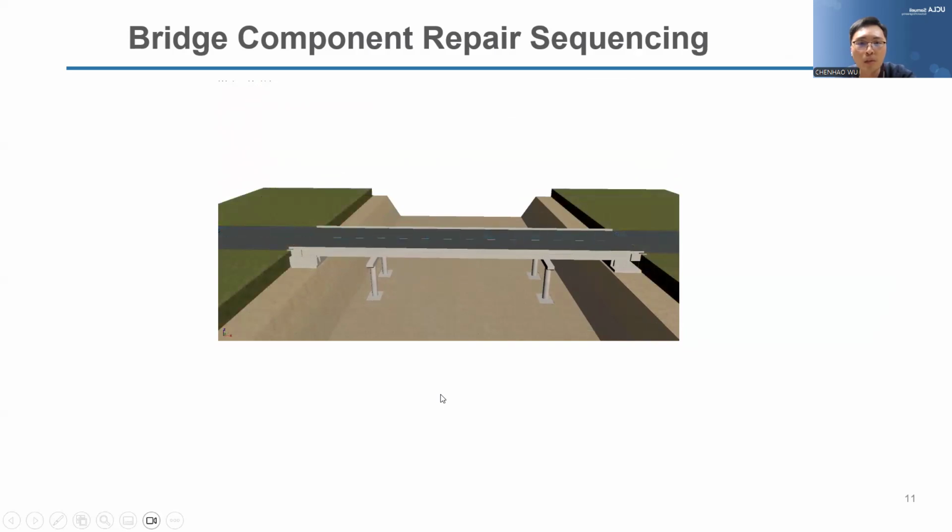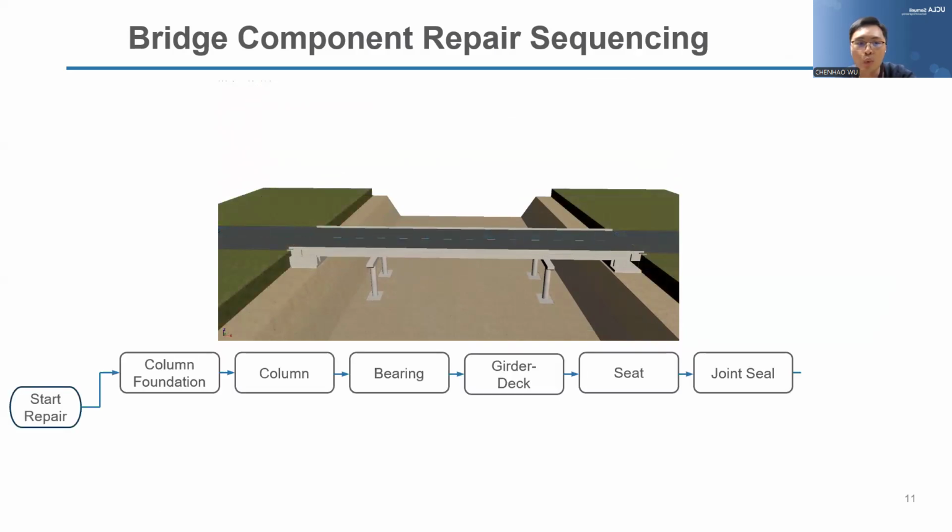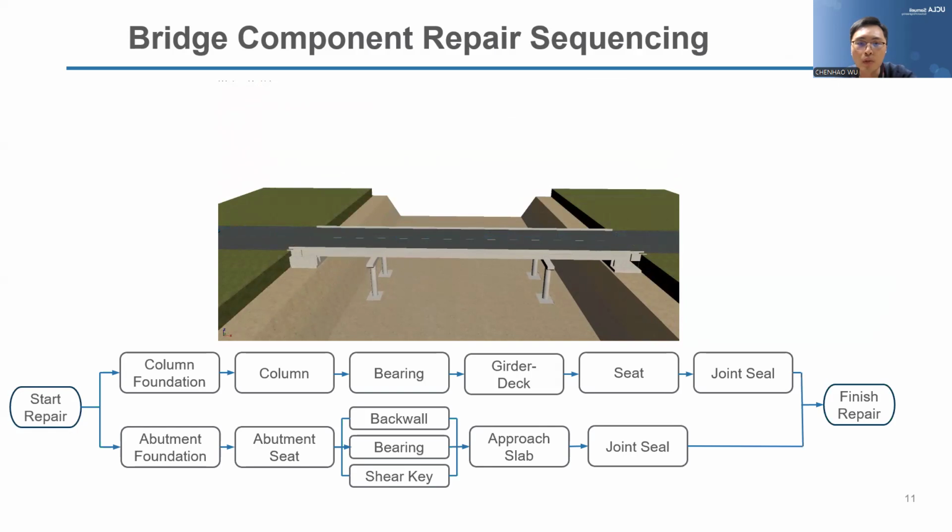So based on this construction sequencing, we define the repair sequencing for components. So here I'm showing the two chains. For the first chain, I'm showing the sequencing for the superstructure and substructures. And the next chain is the repair sequencing for the abutment components.